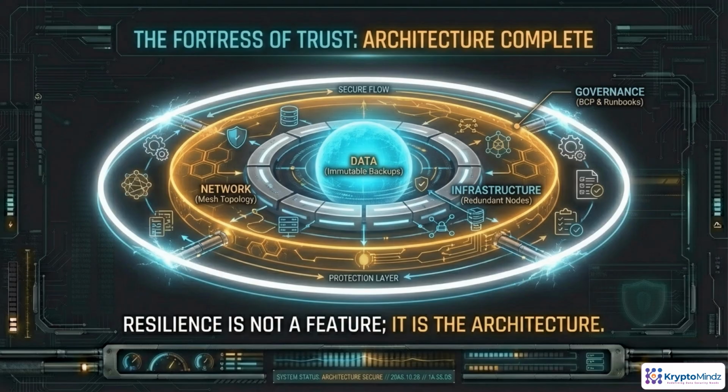Think of blockchain-based trust as a fortress you design, not a product you buy. At the core is the data itself, modeled for immutability, verifiability, and auditable recovery. Around that, you engineer resilient infrastructure with redundant nodes and hardened platforms. You then shape the network: mesh-style connectivity, secure channels, and controlled entry points between organizations. Over all of this, you enforce a protection layer of security controls, monitoring, and incident response. And it only works when governance ties everything together: clear ownership, playbooks, and continuity plans.